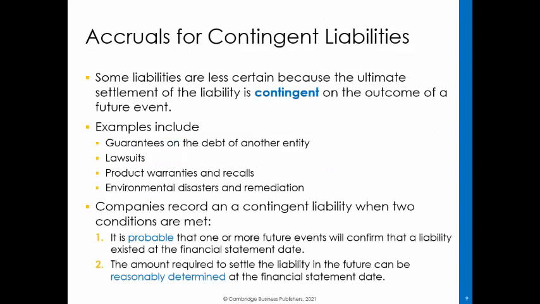Some accrued liabilities are less certain than others because the ultimate settlement of the liability is contingent on the outcome of some future event. Companies must record an accrual when two conditions are met. First, it must be probable that one or more future events will confirm that a liability existed on the balance sheet date. Second, the amount required to settle the liability in the future can be reasonably determined at the financial statement date. The amount recorded should be the best estimate of the future expenditure required to settle the obligation.